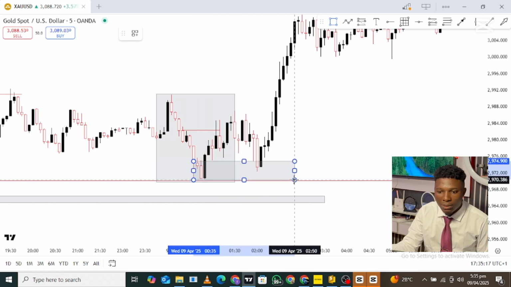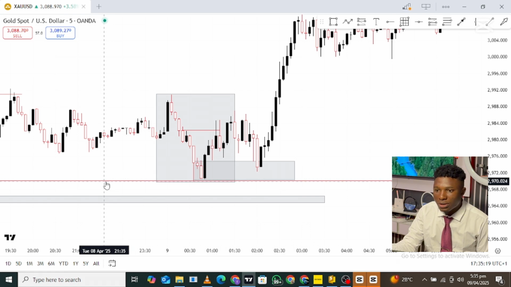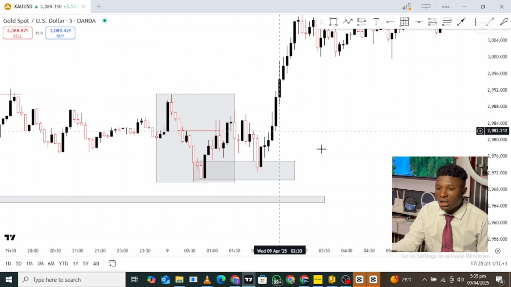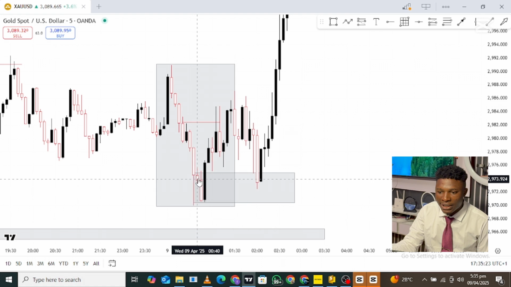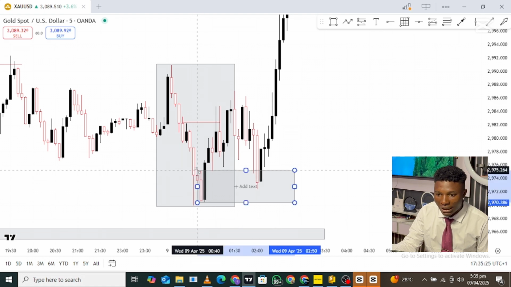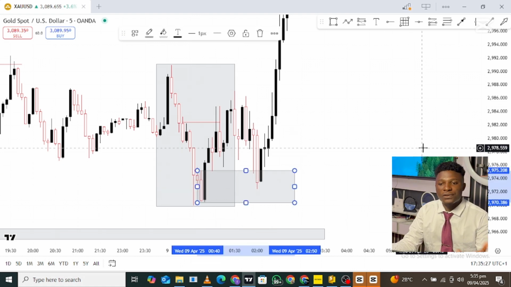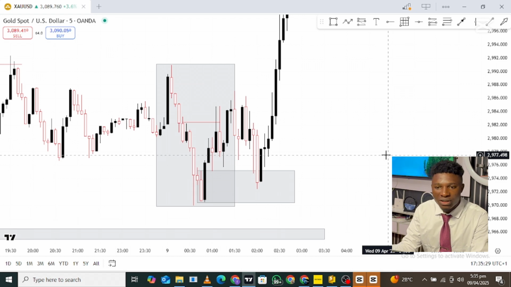Okay. Let me delete this line. Also, I don't want a lot of information on the chart. So can you see this particular order block right now? This is our real order block. And then this is the 5 minutes time frame. You have to go down to a lower time frame just to increase our risk to reward ratio.